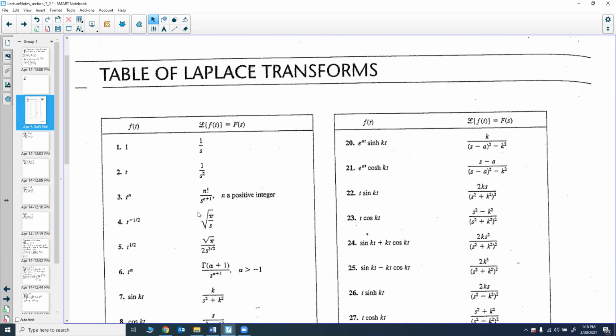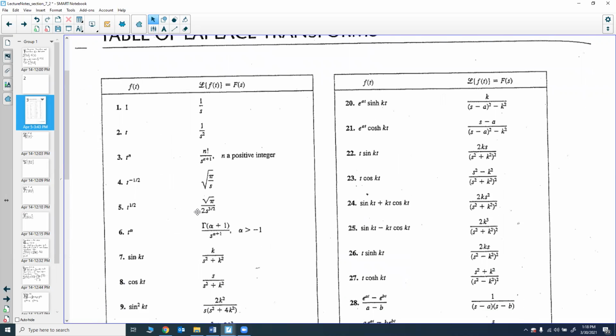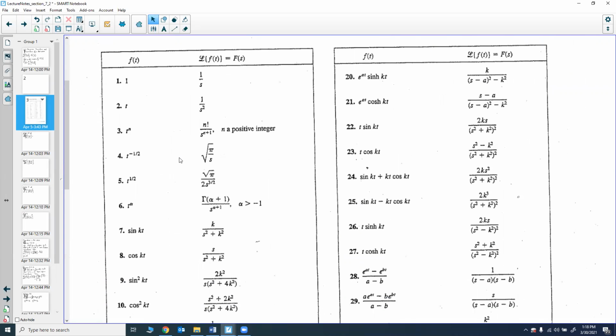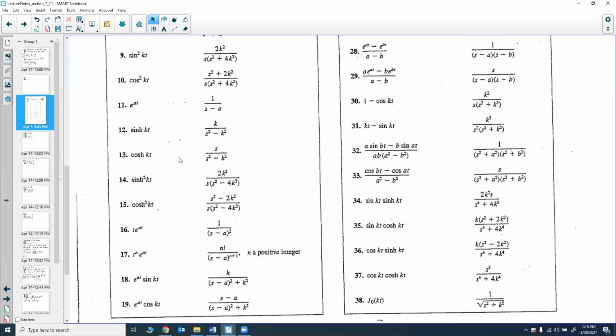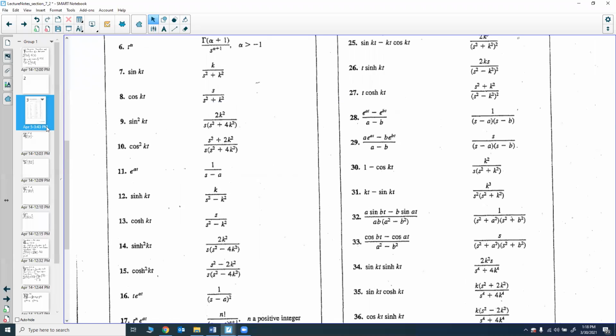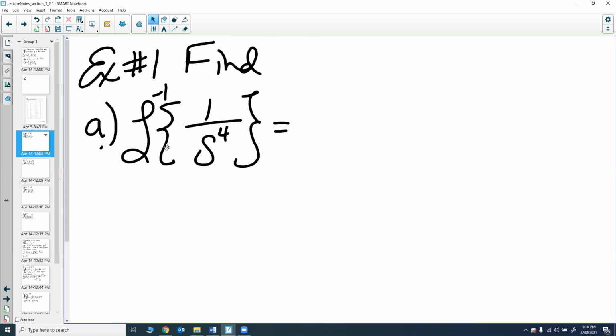As a reminder, we have tables of Laplace transforms. They are in the book. They're also online. You can search them online. They do change a little bit depending on the one you find. So you want to look at yours and try to find out what you have. We're going to go ahead and find some inverse Laplace transforms and find out what those answers are.